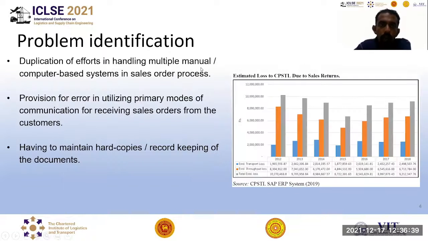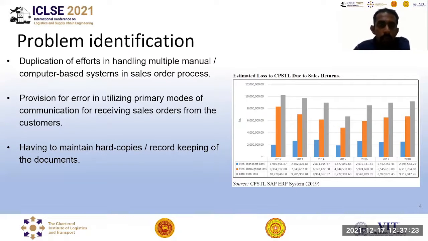So in that context, with respect to the methods being handled, we have observed that several manual and computer-based systems are in order. That is, customers are placing the sales order via faxes, emails, sometimes by visiting the plant and filling out a document, or sometimes via a phone call. So the personnel at CPSTL capture the details of these sales orders via these traditional methods, and then reproduce the sales order in the SAP ERP system.